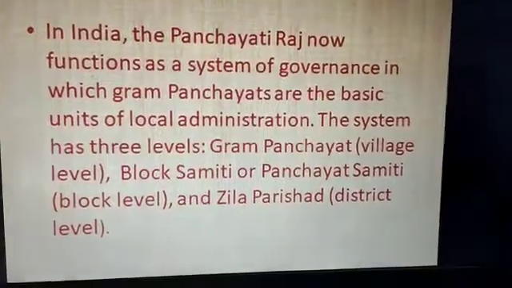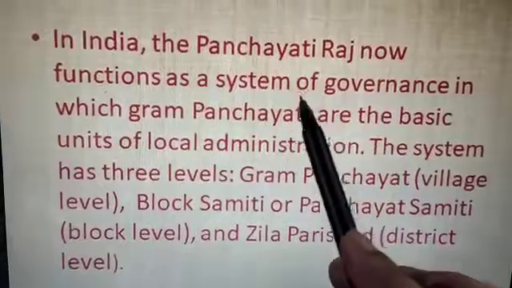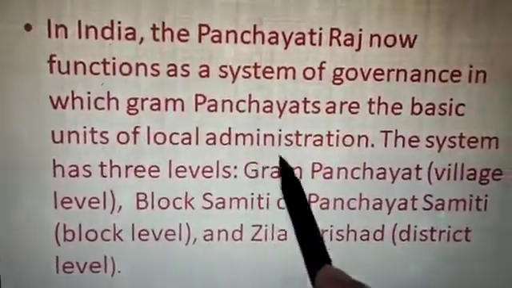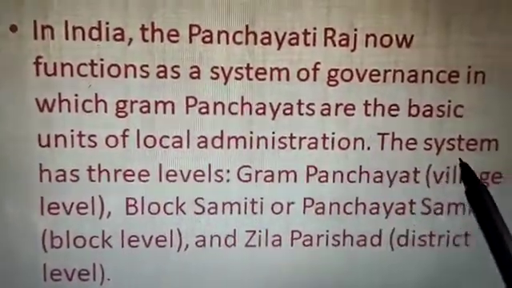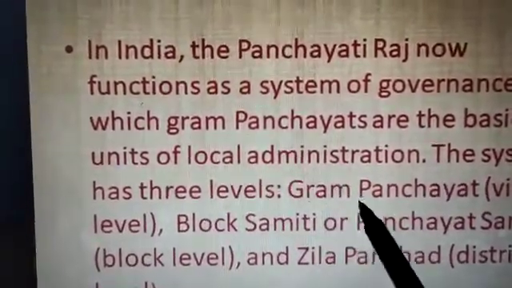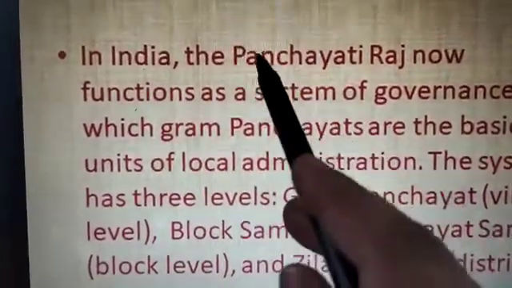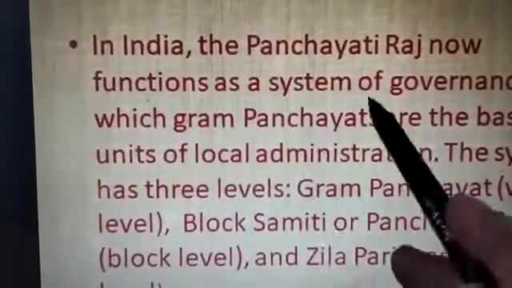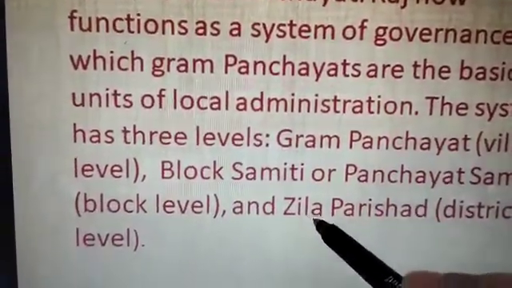Now what is Panchayati Raj? The Panchayati Raj system is a system of governance in which Gram Panchayats are the basic units of local administration. Here the Gram Panchayat plays the major role. In this system, there are three levels: the Gram Panchayat, Block Samiti and the Zilla Parishad. So basically in the Panchayati Raj system, the Gram Panchayat plays a vital role, and then you have the block samiti and then the zilla parishad.